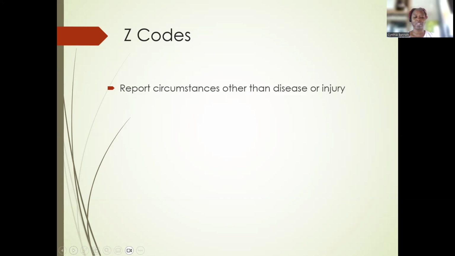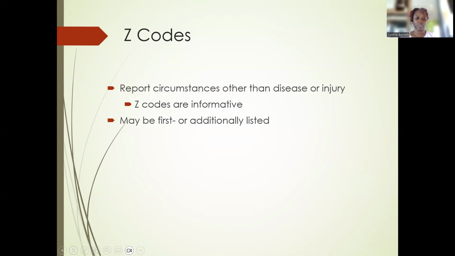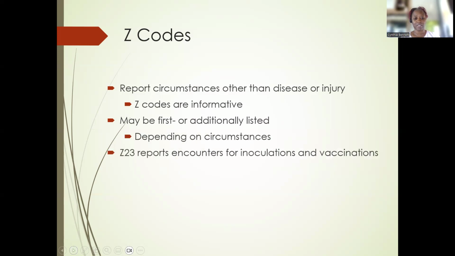We also have Z codes. Your Z codes are used to report circumstances and other diseases or injuries. Z codes are informative and they may be listed first or additionally. It depends on the code, and when you look it up, they will let you know whether you can use it as a first code. Depending on the circumstances, Z23 reports encounters for inoculations and vaccination, so those codes will begin with Z23. Procedure code identifies the administration.